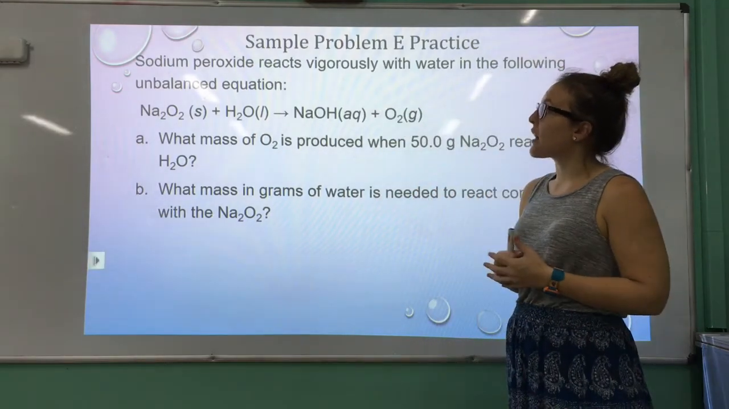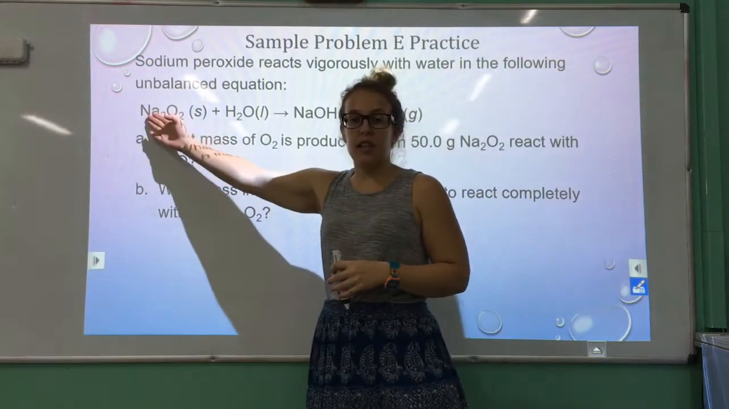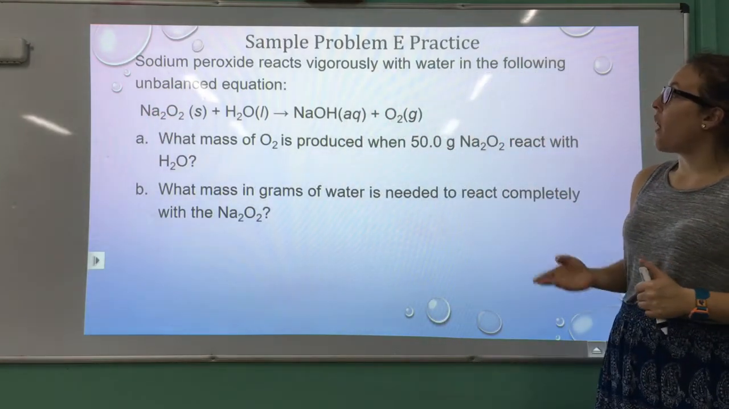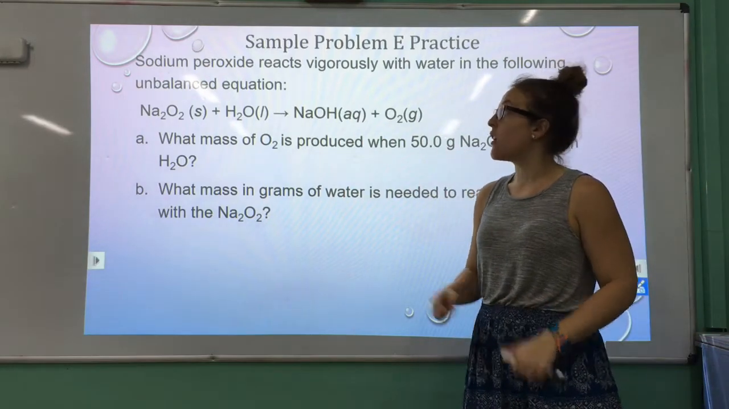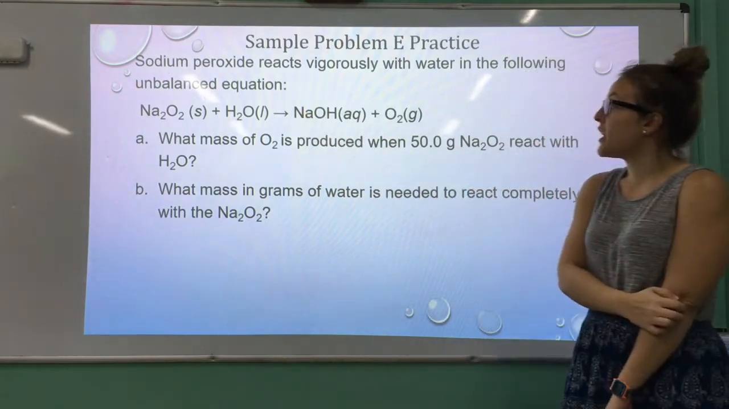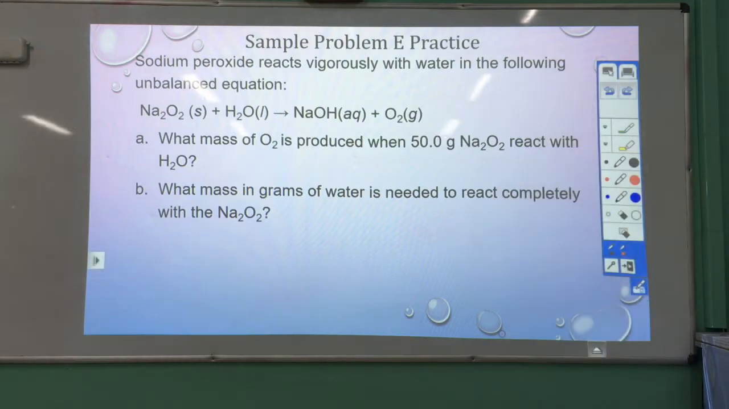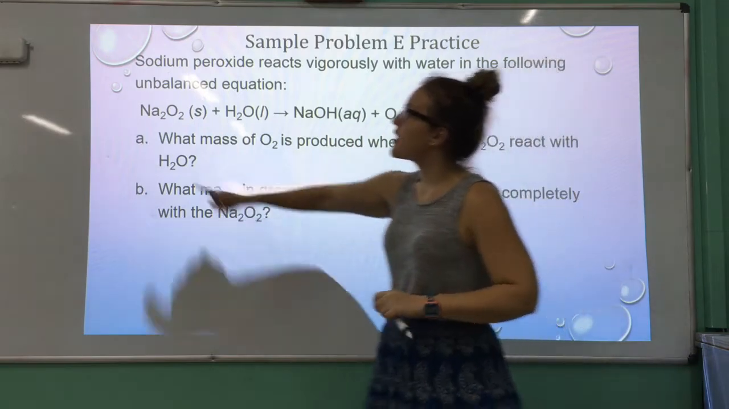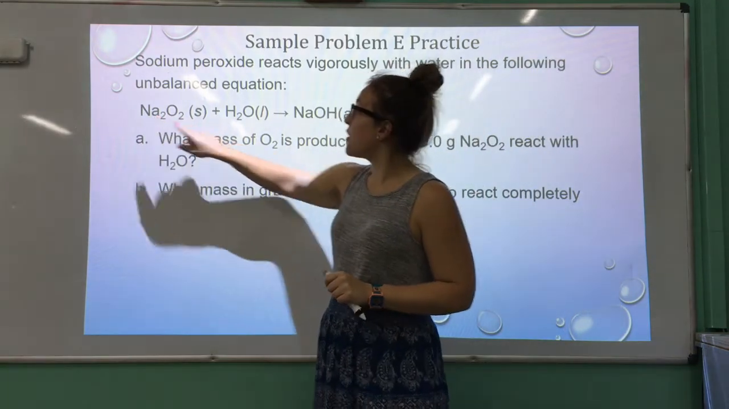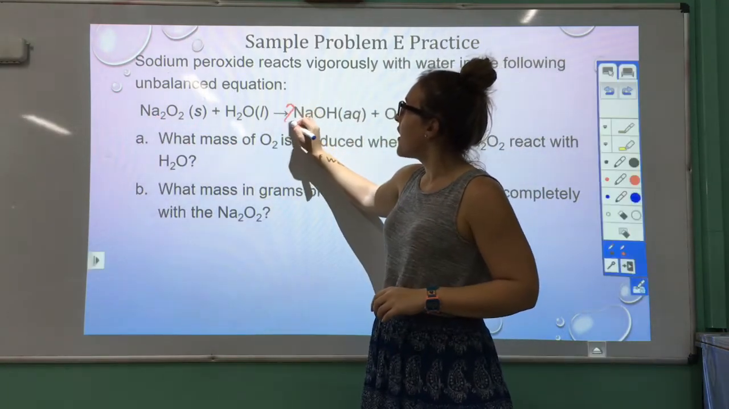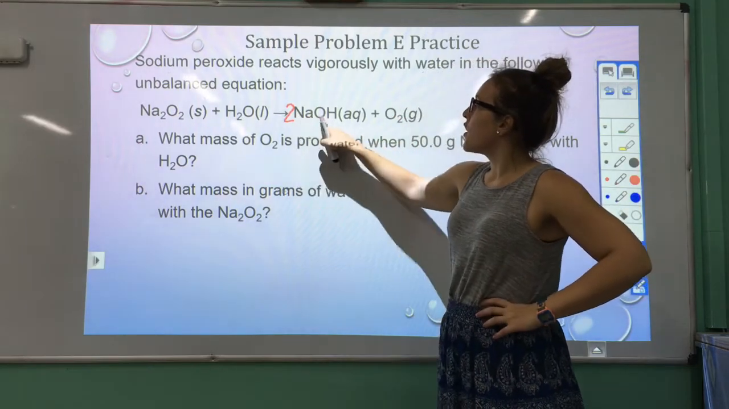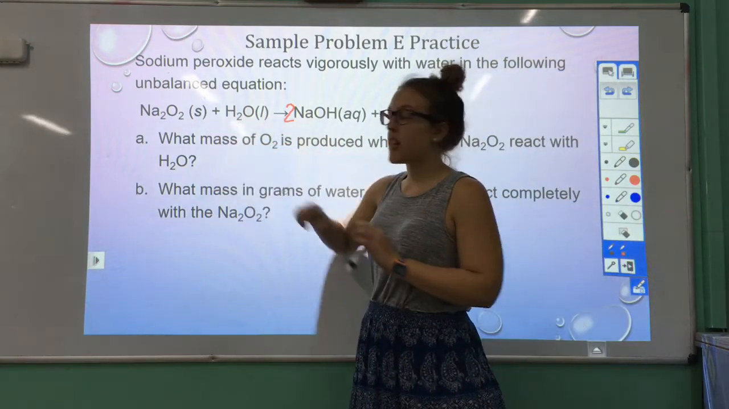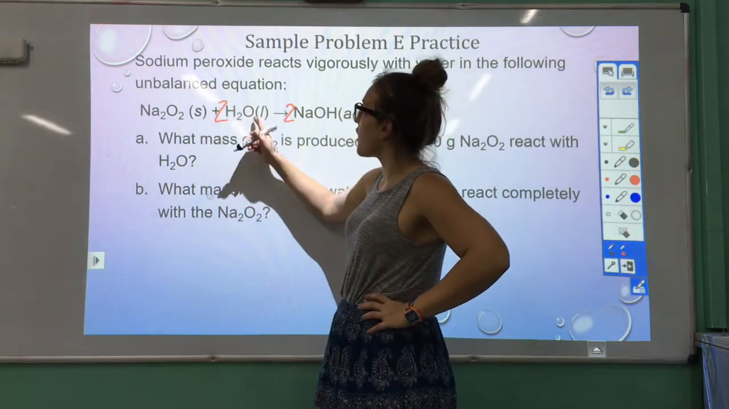Sodium peroxide, which is Na2O2, reacts vigorously with water in the following unbalanced equation. It says that it's unbalanced, so what do we need to do first? First, we must balance the equation. Let's start with the sodium. There are 2 on this side, we need 2 on this side. That then gives us 4 oxygen on this side, but we only have 3 on this side, so let's put a 2 here.